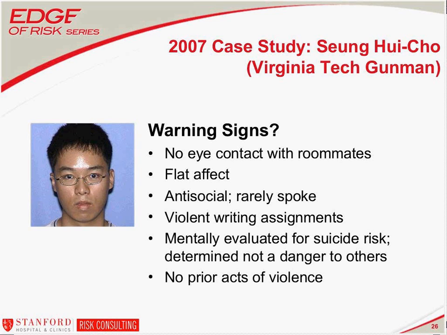He seemed to exhibit behavior not common amongst his peers. He infrequently made eye contact with his roommates, spoke on rare occasion, had a generally flat affect, and frequently demonstrated antisocial behavior. Perhaps the most telling sign were his English assignments, which were reportedly so violent that a professor referred him for professional counseling. He was eventually taken to a mental health facility after an acquaintance believed him to be suicidal. He was evaluated and deemed only a danger to himself and not to others.